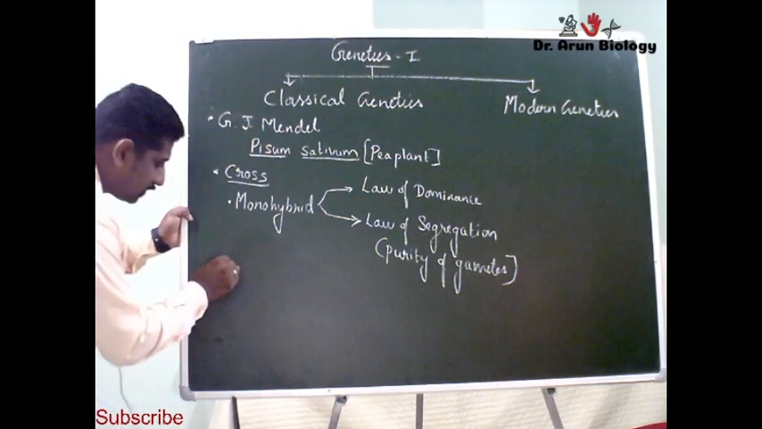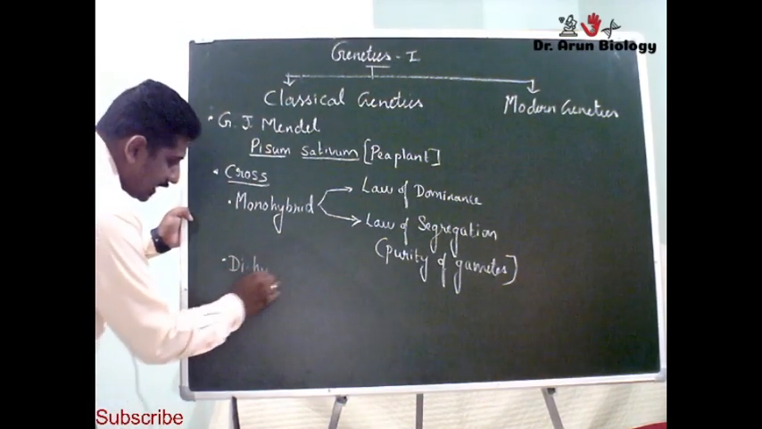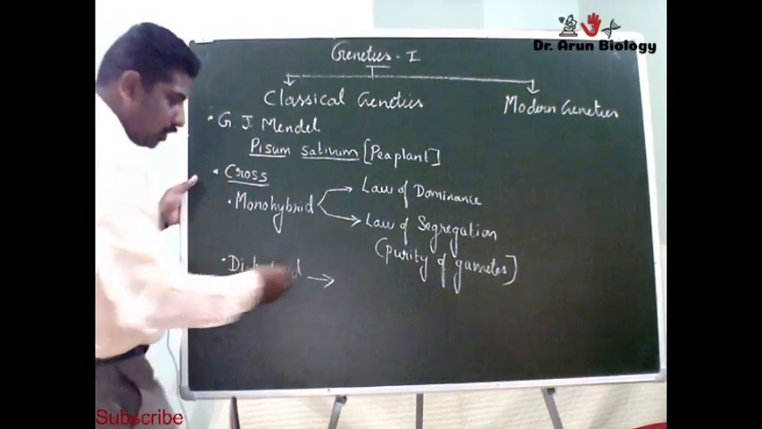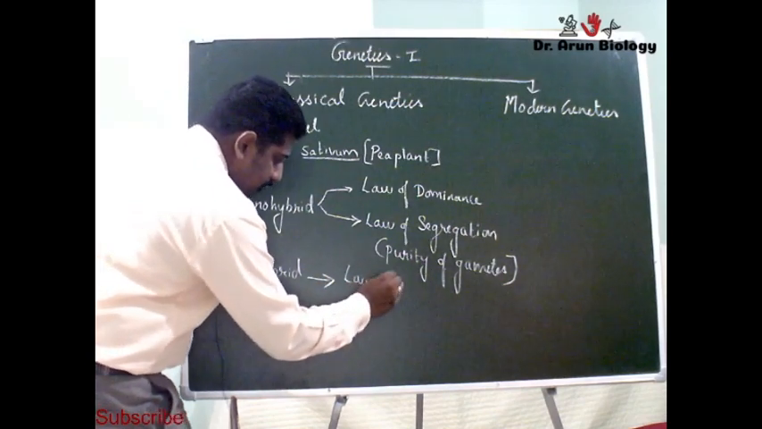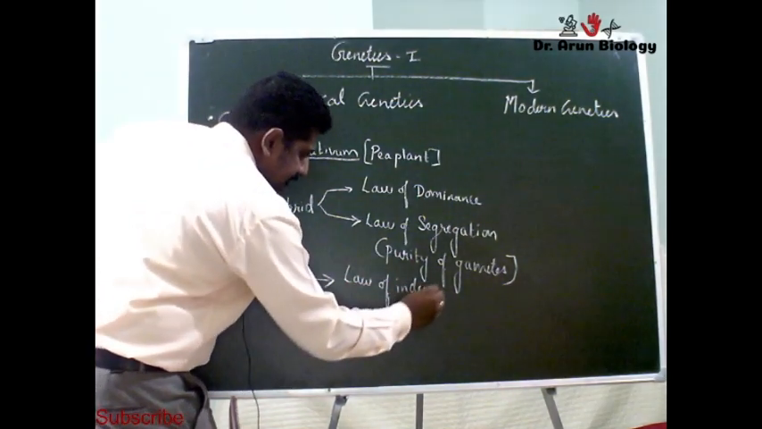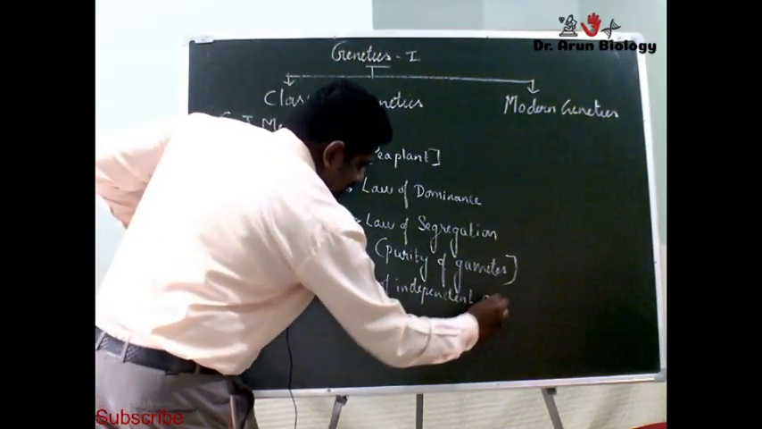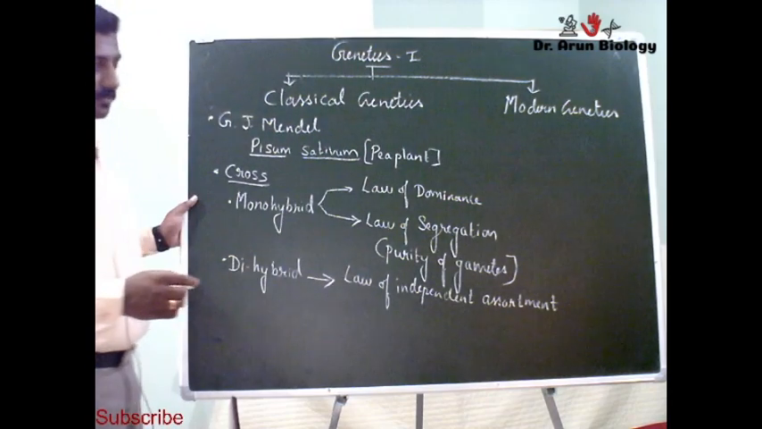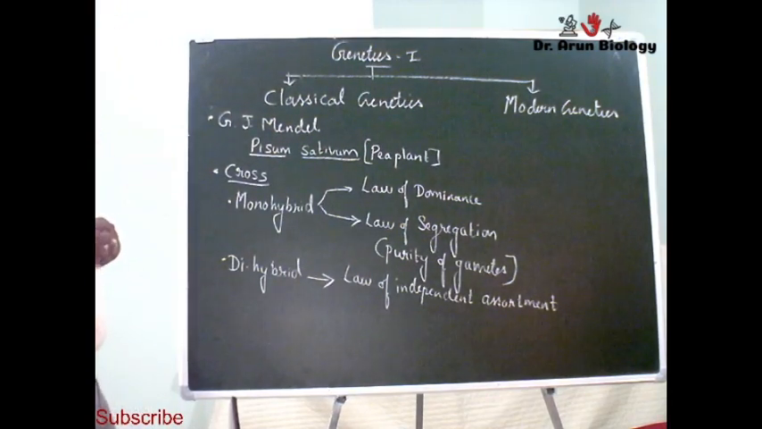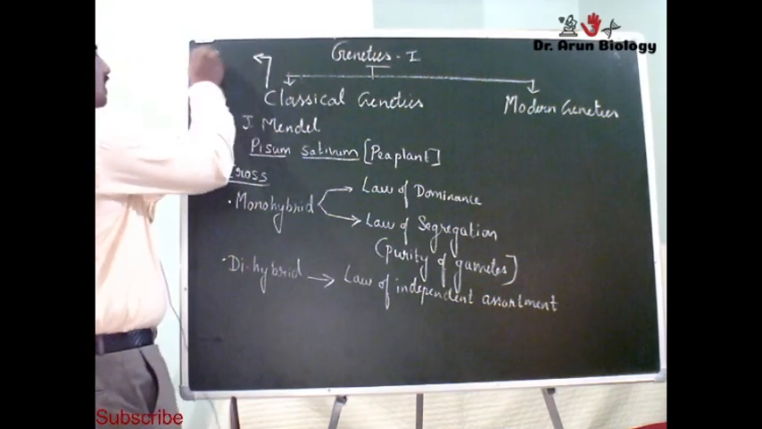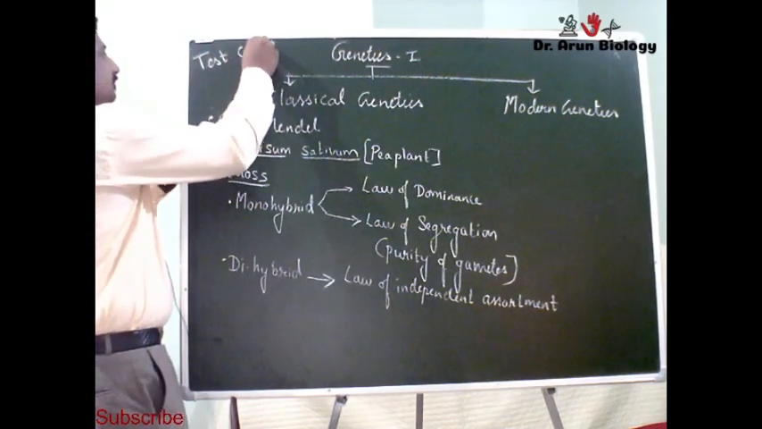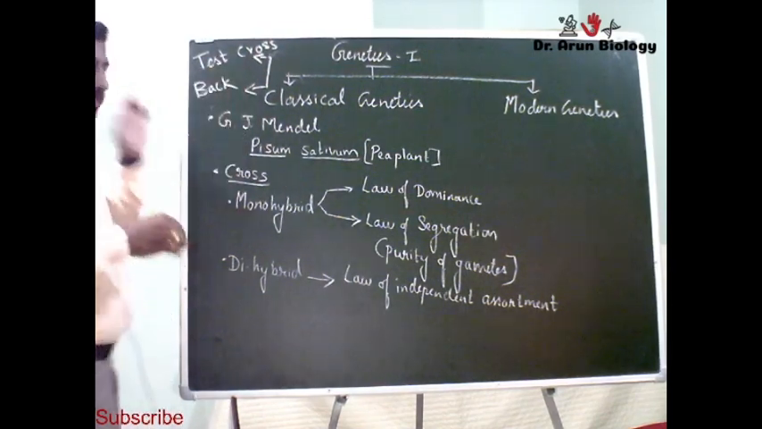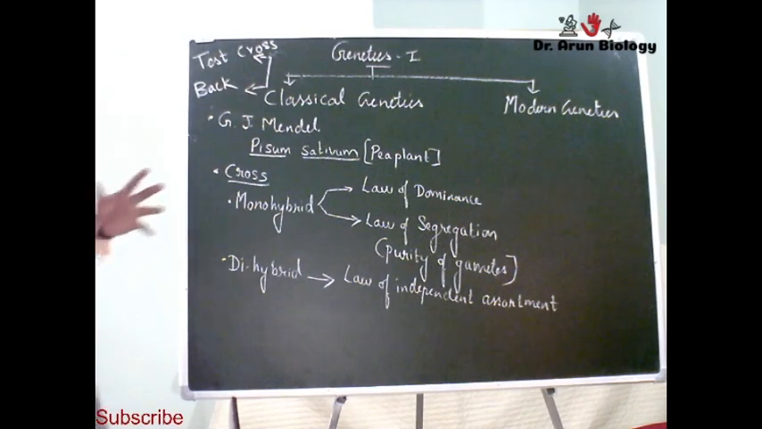Then he performed another cross called dihybrid cross. Based on that, he formulated a law called law of independent assortment. And there are some important crosses also that we are going to discuss here. First one is called test cross and the next one is called back cross. So there are test cross and back cross, some interesting cases that we are going to see.